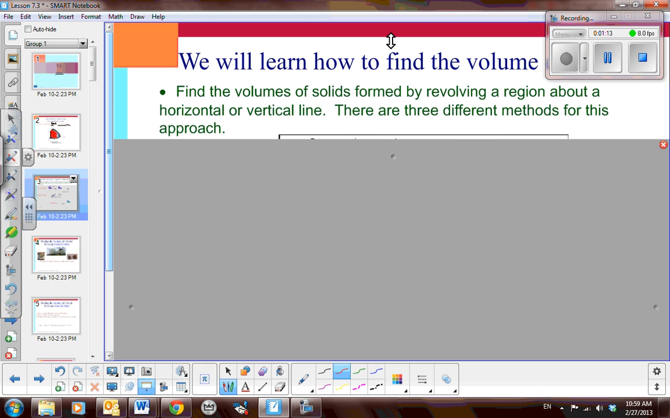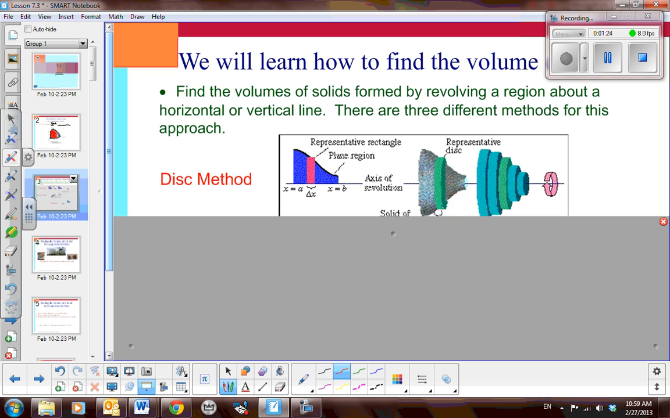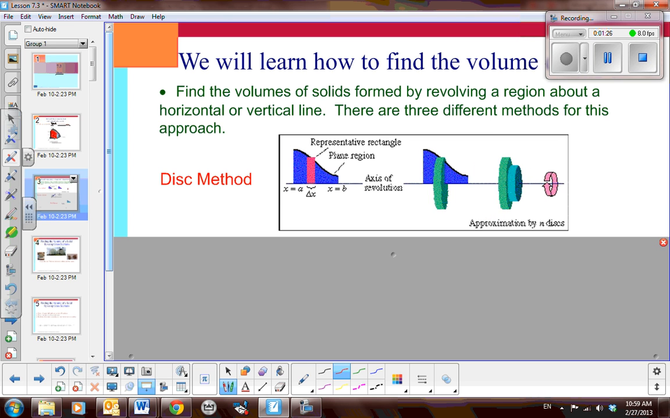So we are going to find the volumes of solids that are formed by revolving a region around a horizontal or vertical line. Okay, so the last type was a volume with a known cross-section. This is what it might look like. Now, this is called the disk method, where we have a given rectangle. Now, we might call that a cross-section. Sometimes it's also called a disk. And then you can see here, we take this disk and we rotate it. And then we repeat that rotation an infinite number of times to find the volume then of this solid.